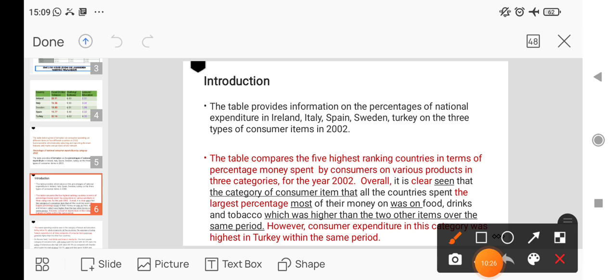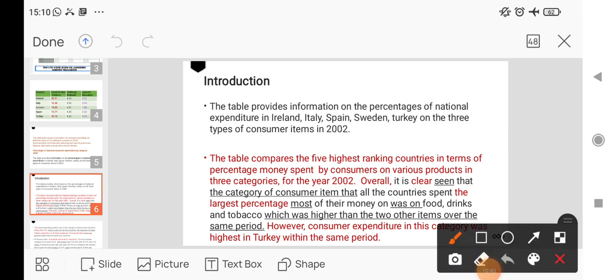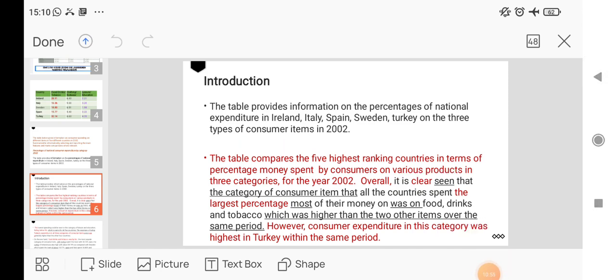In the question we have what? Consumer items, but I have used various products. Can you see that? I have used various products, and I did not really have to outline the names of each of the countries because they are already in the table. Like I said earlier, it's just like repetition.